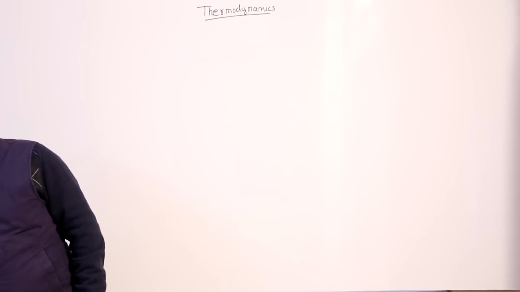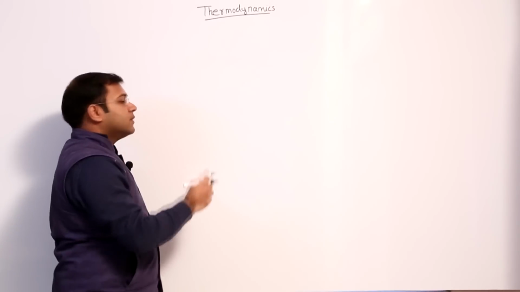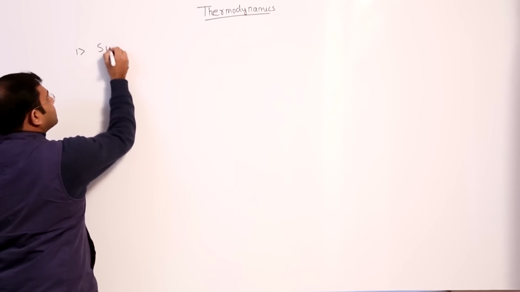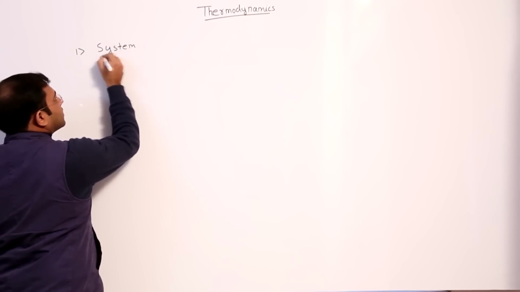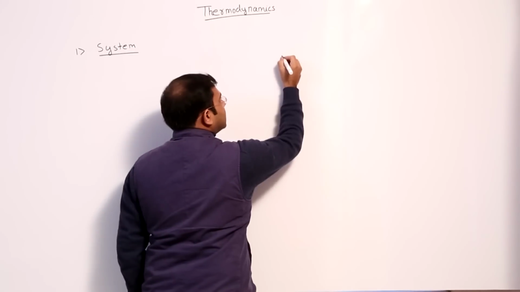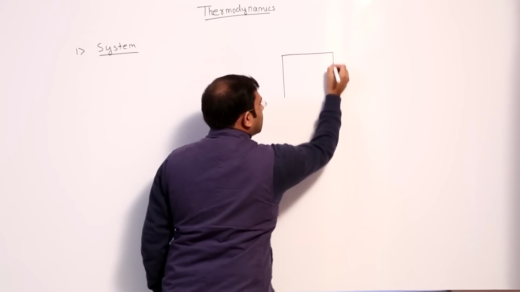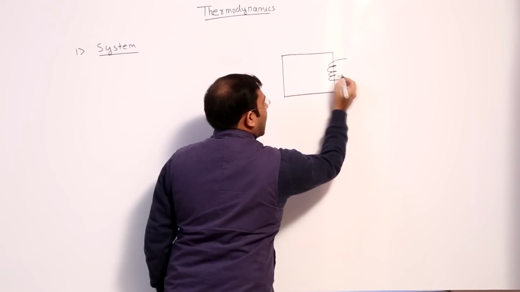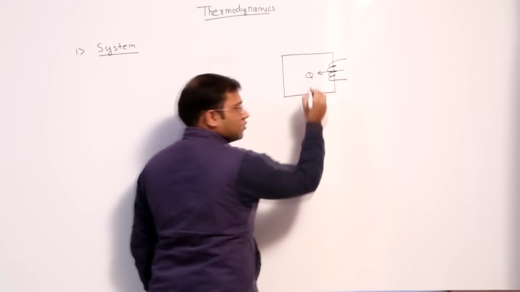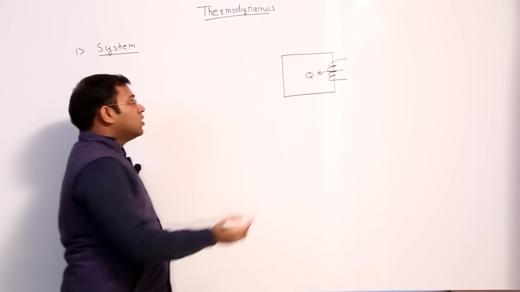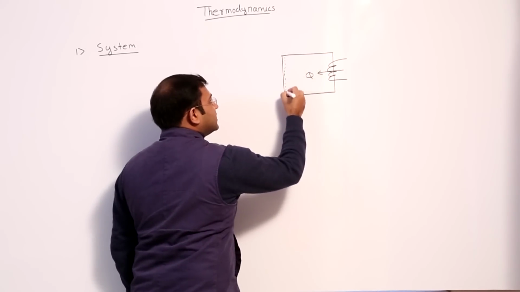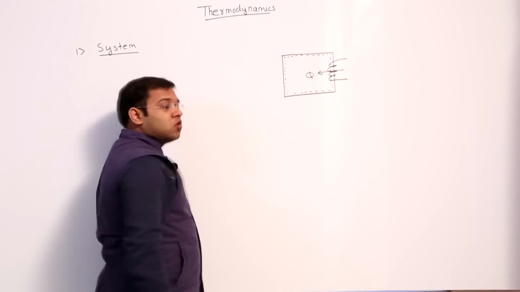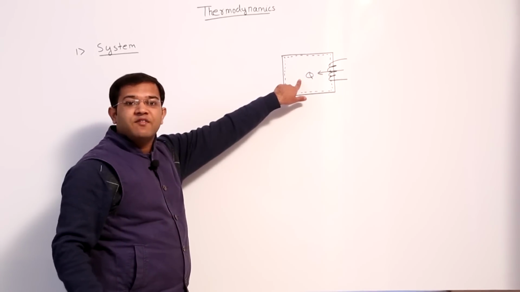Now see, in introduction to thermodynamics, there are some basic definitions. The first definition is that of system. Now consider a room. Let this be a room and we have attached a heater to it and the heater is giving heat Q to the room and we are interested to find the change in temperature of the air in this room. Fine. So the air in this room becomes our system.